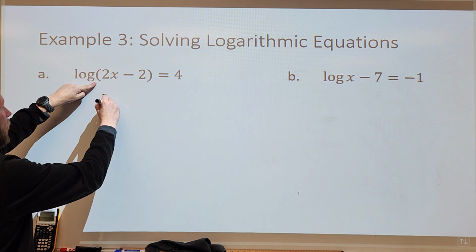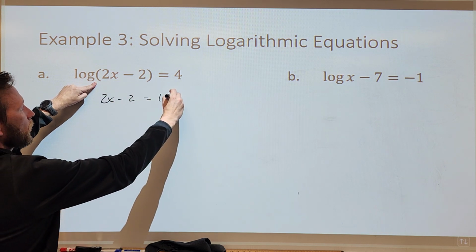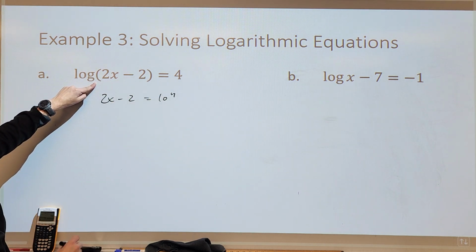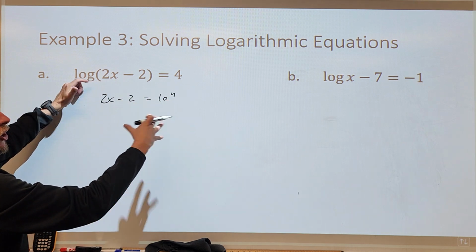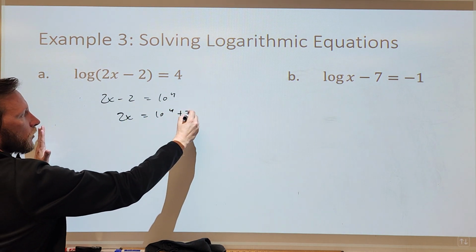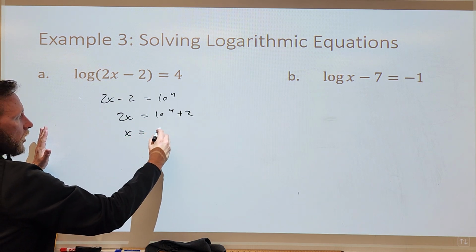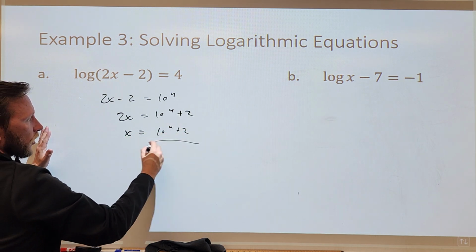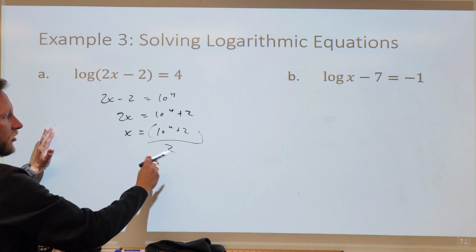So if I write this in exponential form, I have this situation. Now, 10 to the fourth, we could evaluate that, or we could recognize that we're going to take whatever 10 to the fourth is, and we're going to be adding 2, and then we're going to be dividing by 2. 10 to the fourth plus 2, and then divide everything by 2. We need parentheses there.